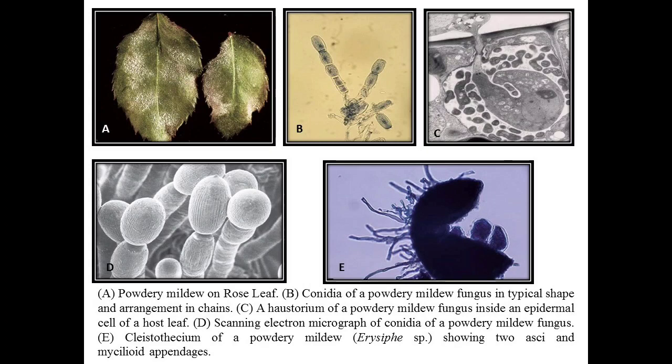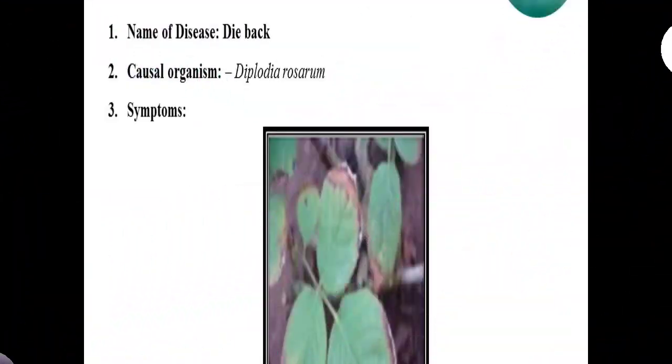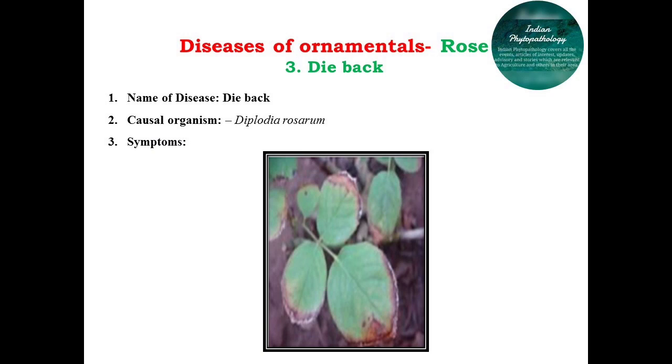Then the third most important disease is dieback, and its causal organism is Diplodia rosarum. We have studied dieback in the case of citrus and in mango crop also. The major symptoms of this dieback are completely similar to all dieback, only the pathogen is different, that is Diplodia rosarum. The infection starts from the pruned surface of the twig. When heavy pruning is done, at the time of pruning this pathogen can enter into the cut ends, and this leads to dying back of the twigs.